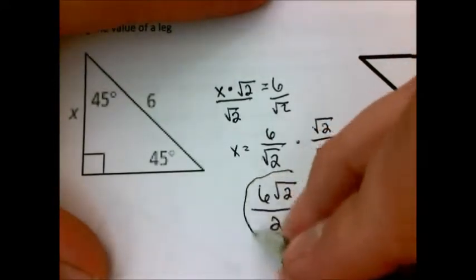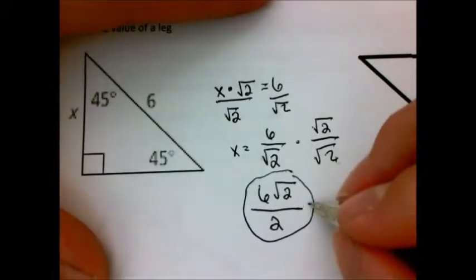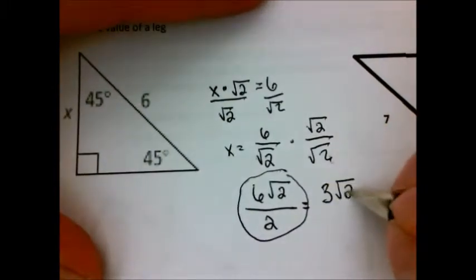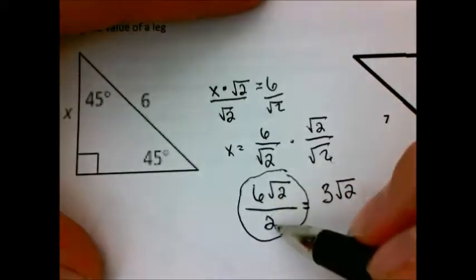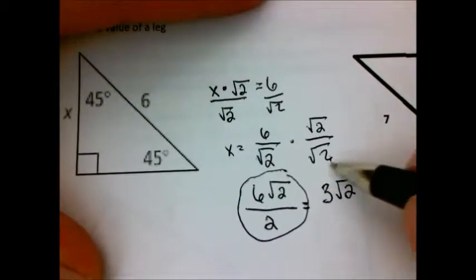So that's your final answer: 6 square root 2 over 2. If you reduce it, it should become 3 square root 2, because 6 and 2 both divide by 2, so it should be 3 square root 2.